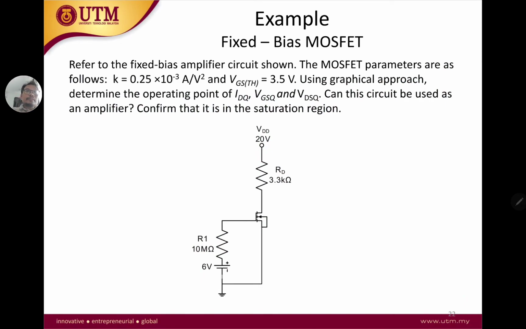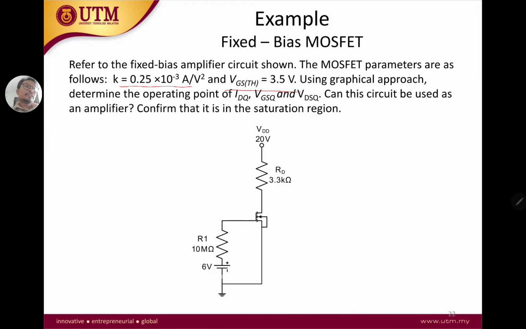So let's look at this example here. Refer to the fixed bias amplifier circuit shown below. The MOSFET parameters are given, so K and VGS,TH are given straight away. Remember, K is obtained from the data sheet. If you buy the transistor, they don't give you the K value. They give you the ID on value, VGS on, and VGS,TH, and you have to calculate K yourself.